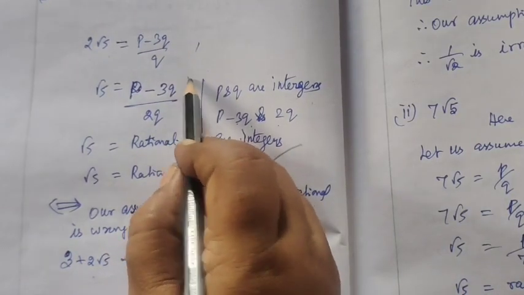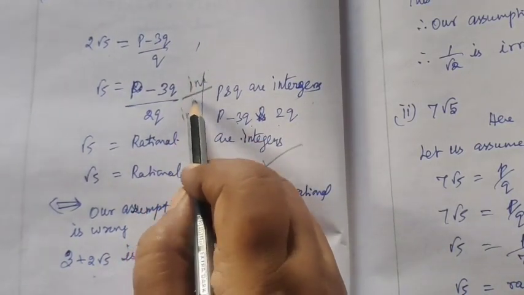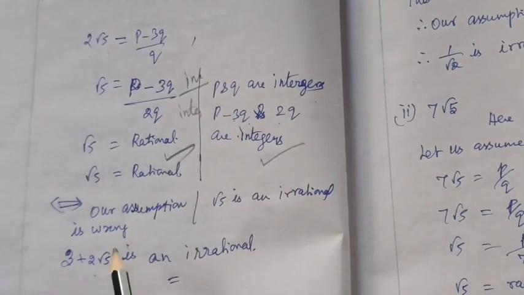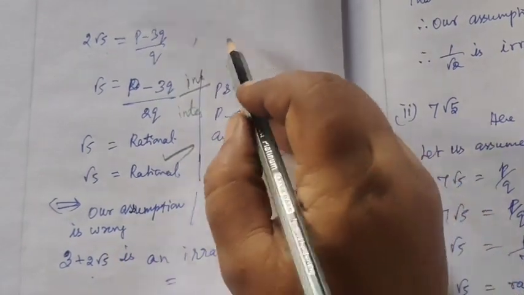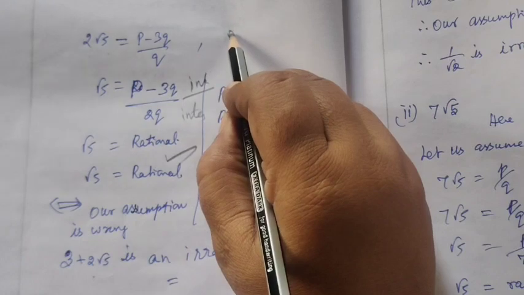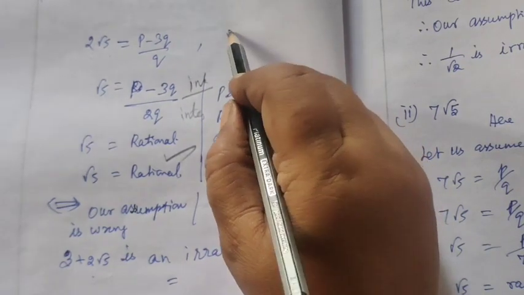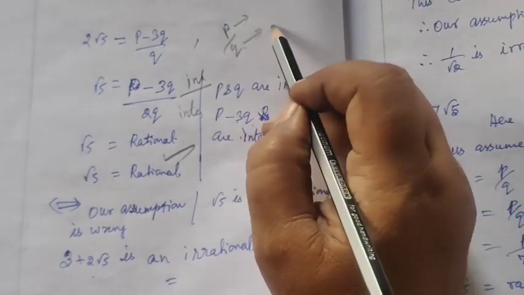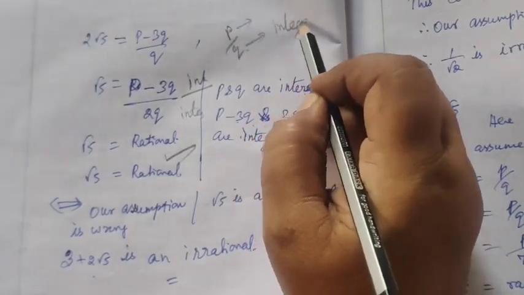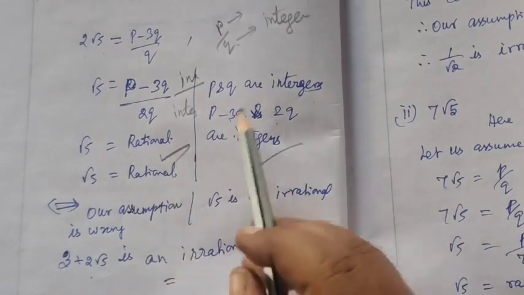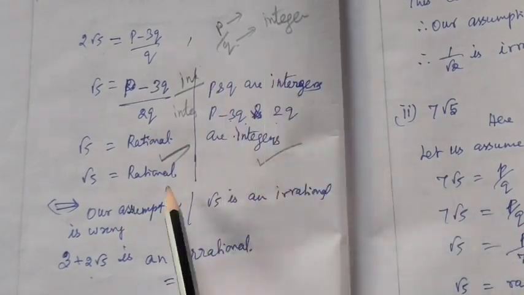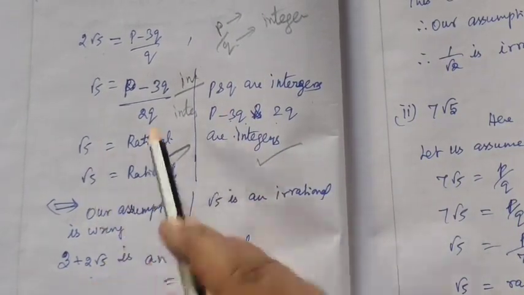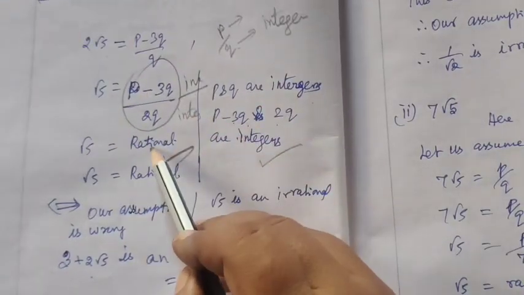So an integer by an integer is a rational number. Why is it an integer? In the beginning we took it as a rational number. A rational number is in the form p by q, as we said. So p and q will definitely be integers, whether plus or minus, it is an integer.